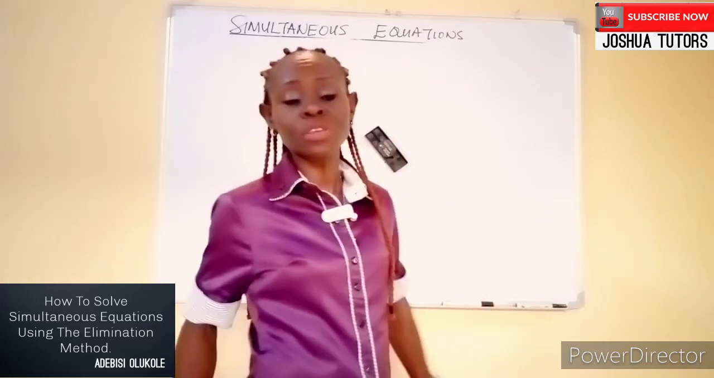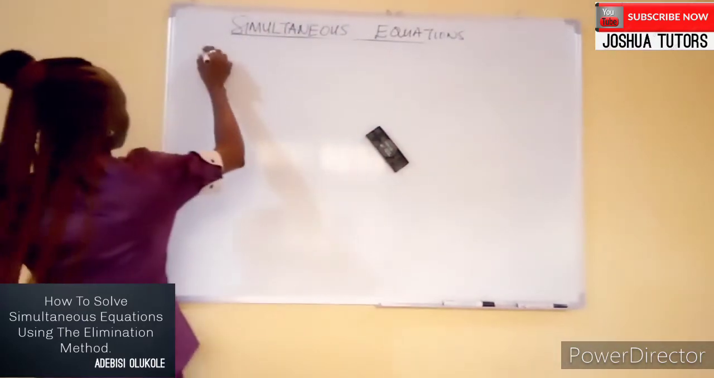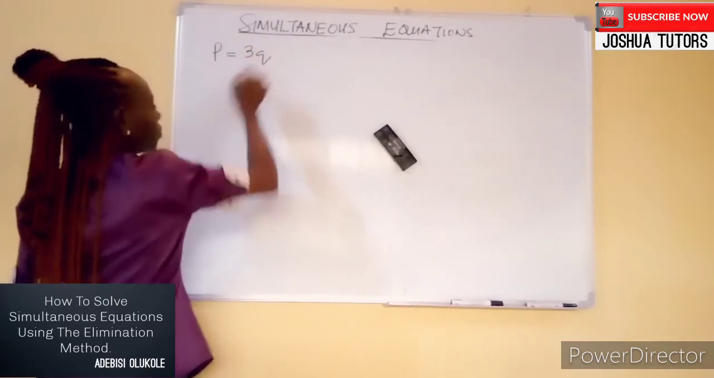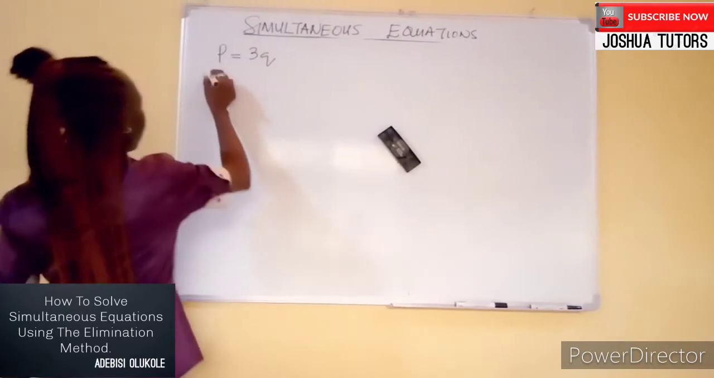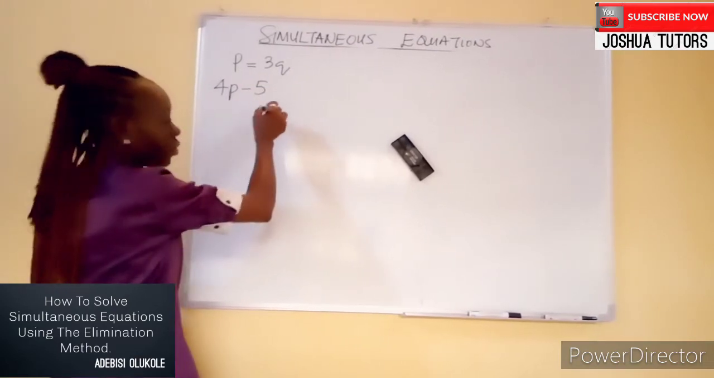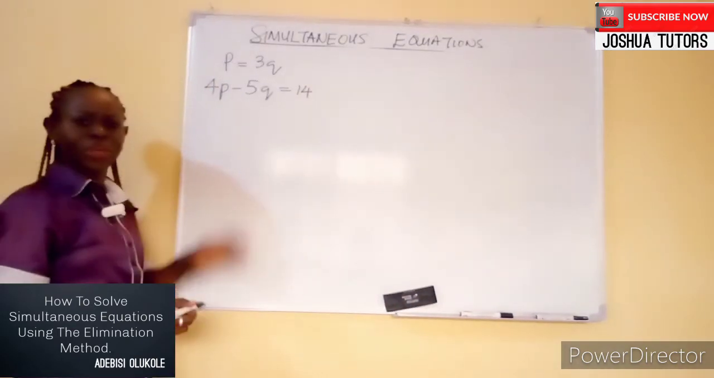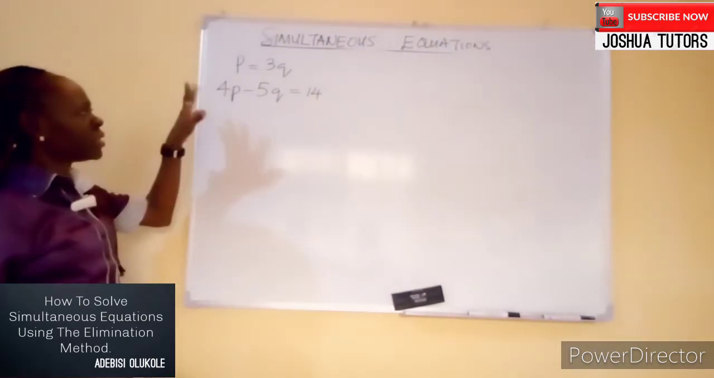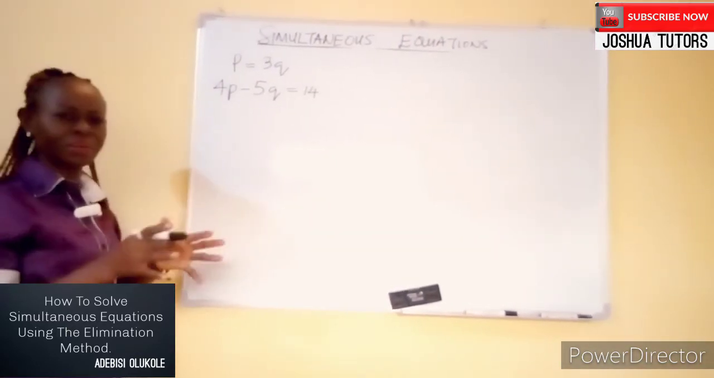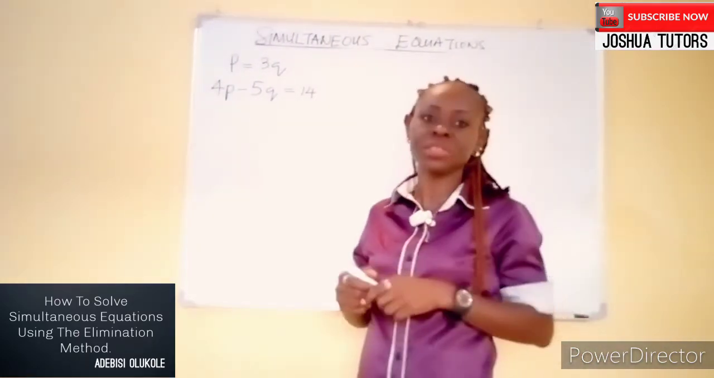Alright, so I'll just go straight to the first example we have here. Let's say you have a question like this: P equal 3Q, and then you have 4P minus 5Q equal 14. Somebody is looking at this simultaneous equation and wondering, there's something about it that is not properly arranged, as it were. How am I going to go about this? It's in your place to rearrange it.